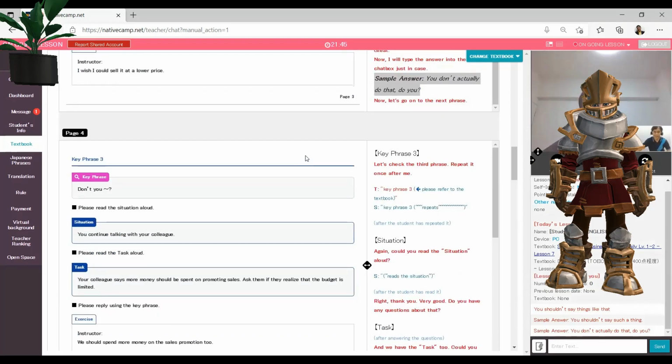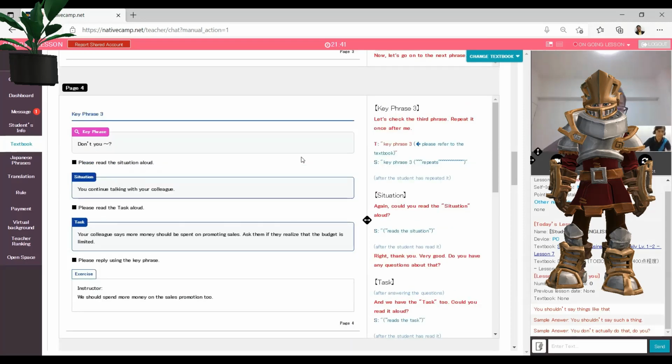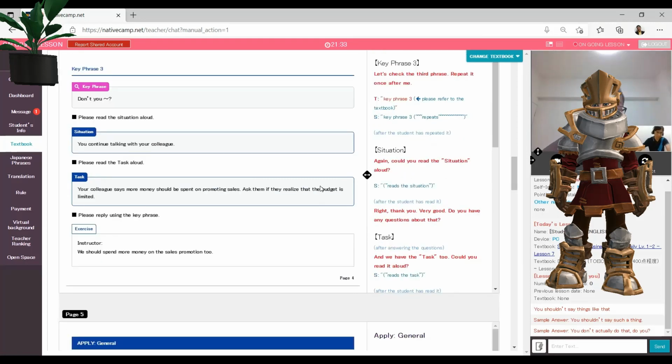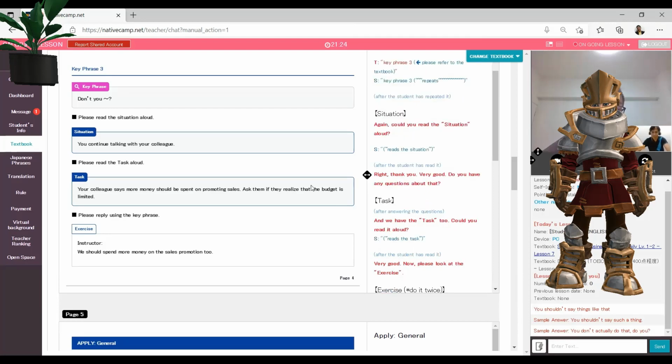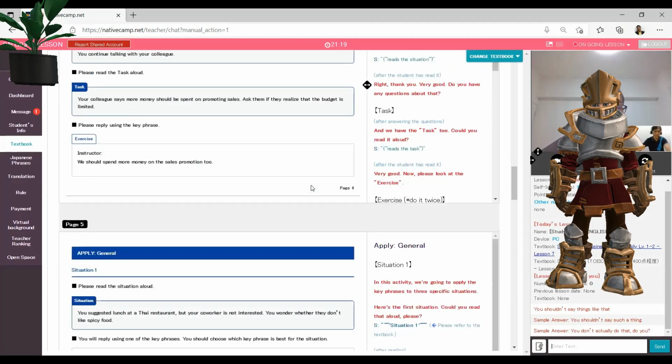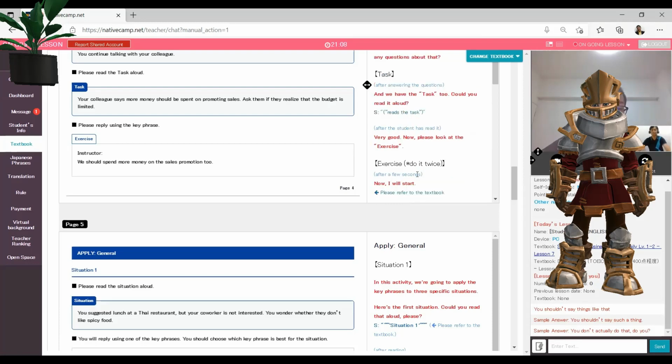This time let's have the third key phrase. Please repeat after me once. Don't you? Okay, and also please look at the situation and read it aloud. You continue talking with your colleague. Now, do we have the task? Please read the task as well. Your colleague says more money should be spent on promoting sales. Ask them if they realize that the budget is limited. Okay, very good.